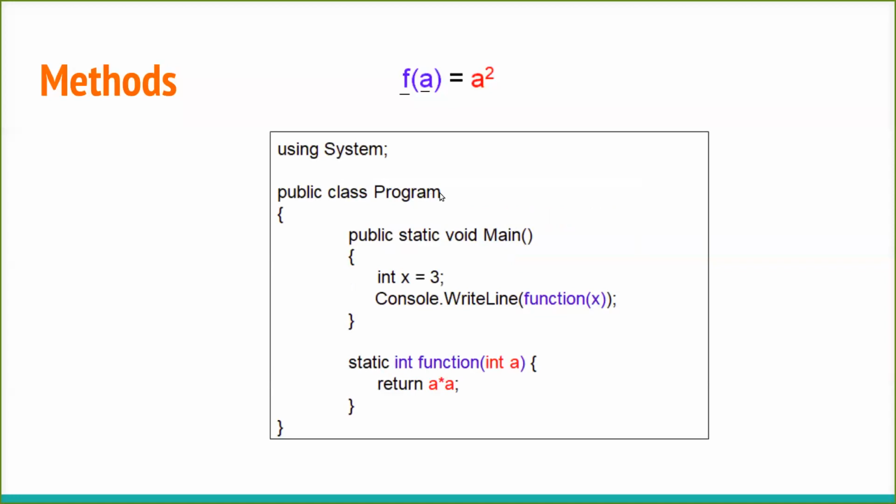So to see what this would look like in full C# code, right here is our function. So this is us programming f of A, just in the circle here.